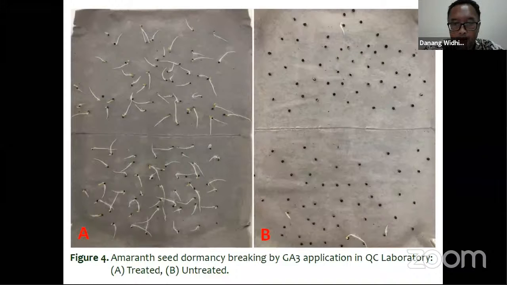Jadi memang tadi seperti mungkin sudah dijelaskan oleh Dr. Heng bahwa aplikasi giberellin ini mungkin salah satu cara yang standar untuk melakukan pemecahan dormansi, gitu ya. Banyak diterapkan.